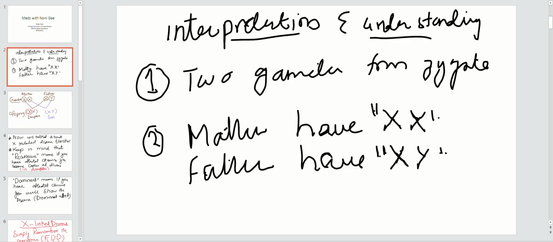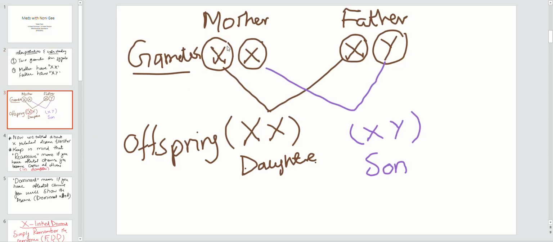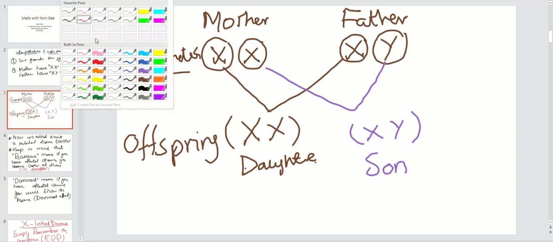So zygote is basically formed by the two gametes. One gamete coming from the mother and one gamete coming from the father. Mother has XX chromosomes and father has XY chromosomes. These are the sex chromosomes. So now what is happening? The mother forms X and X gametes while the father forms X and Y gametes. So if X combines with the X, you get the daughter, and if X combines with the Y, you will get the son.